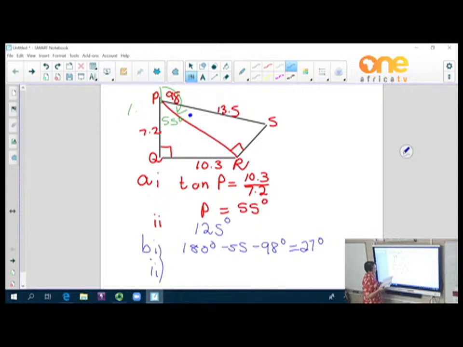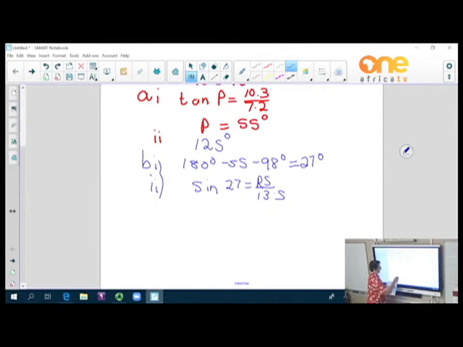And then they say angle PRS is 90 degrees. Calculate the distance RS. So this is a right angle triangle again that I'm using. I know that this angle is 27 degrees. Which function will I be using? Sine. So sine 27 degrees is equal to RS over 13.5, which is the hypotenuse there. Which method? Multiply the two, and I got 6.13 meters.